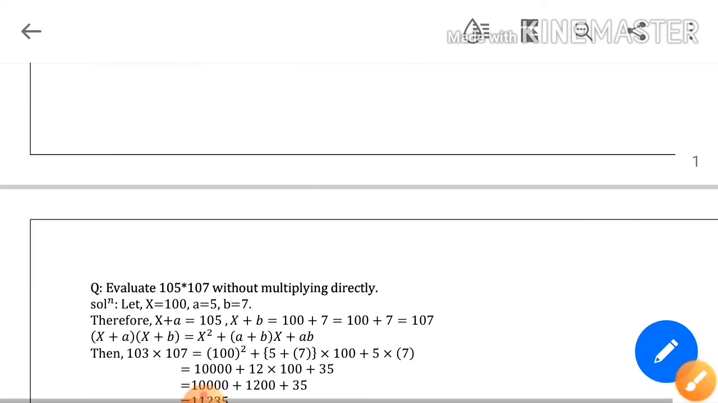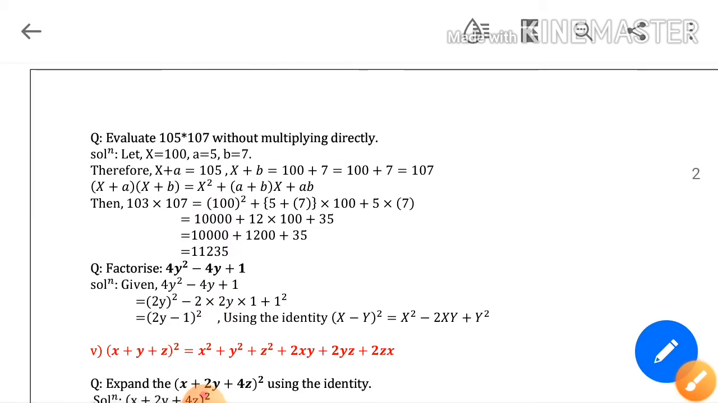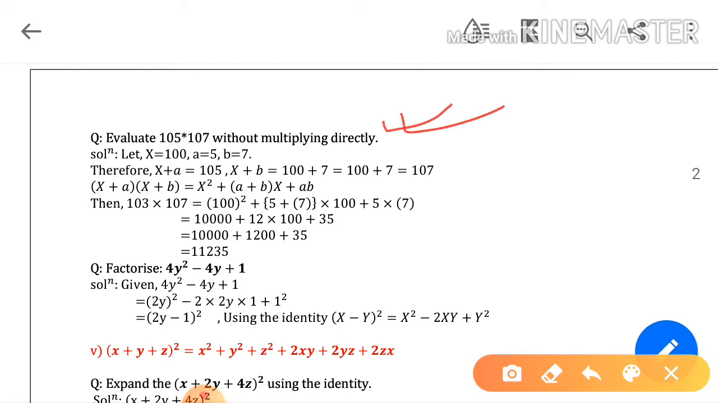Okay, next, in a similar way, we have to find 105 into 107. Now here we take x equal to 100. We take x as the nearest value by which we can calculate easily.